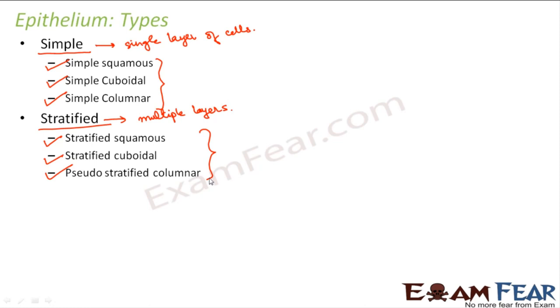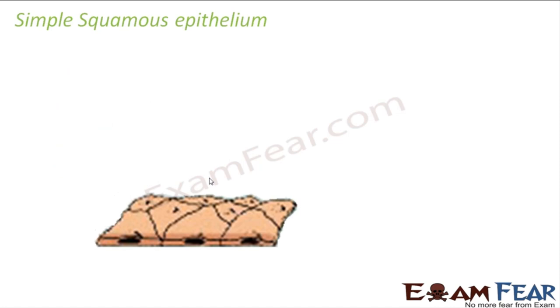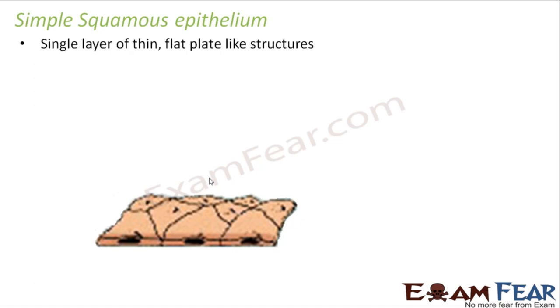One interesting thing we will notice is that each of these types of epithelium is present in specific places. We will come to know why a particular type of epithelium is present in a particular location. That will also have a logic behind it, right? So let us start with simple squamous epithelium. As I said, simple epithelium will always have a single layer. So it is a single layer of thin, flat, plate-like structures. They are called squamous. The word squamous is for flat, plate-like structures.